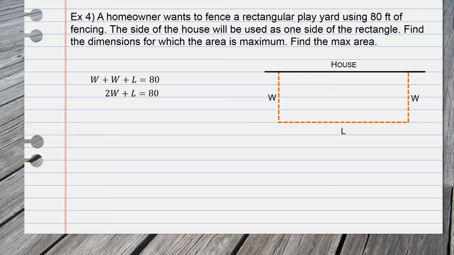Well, if I want to rewrite in terms of L, it means I need to get L by itself. So I subtract 2W on both sides. And I find the length, L, can be represented as 80 minus 2 times W. So on my figure where I drew the rectangle, I will replace the L with 80 minus 2W. Notice all 4 sides now are using the same letter.